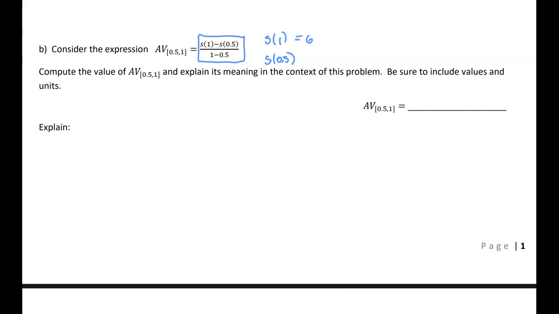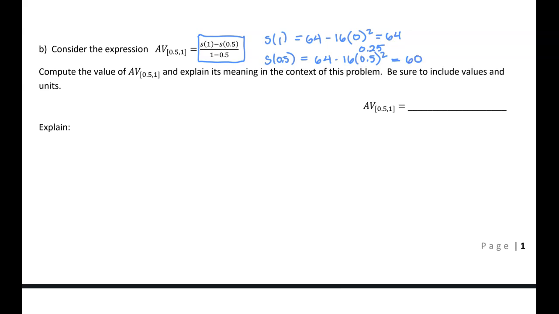And s of 1 is going to be 64 minus 16 times 1 minus 1, which is just 64. s of 0.5 is 64 minus 16 times 0.5 squared. So that's 1/2 squared, which is 1/4. And 1/4 of 16 is 4. So I'm seeing 64 minus 4, which is 60.